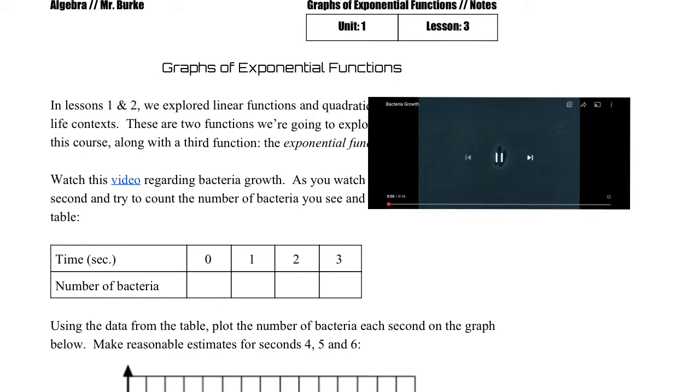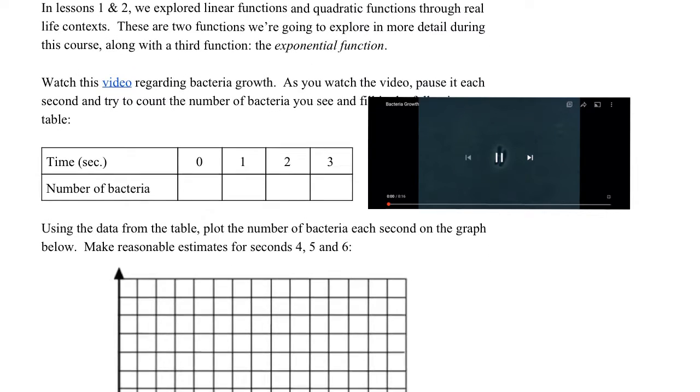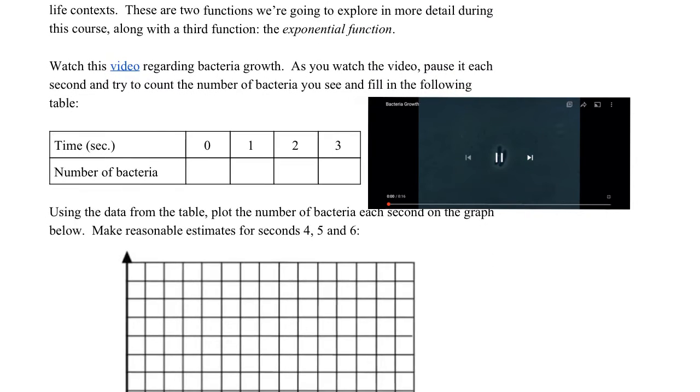All right, so this is lesson number 3. We are going to talk about the last of the 3 functions that we're going to explore further in this unit, and that is graphs of exponential functions. Again, this is just an overview. So let's take a look here. I'm going to move this down so we get everything in the right place.